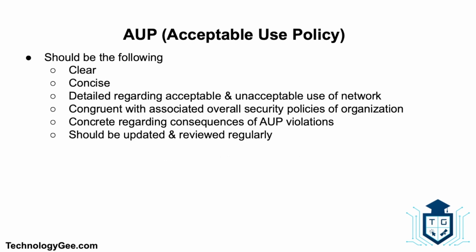An AUP should be the following. It should be clear, concise, detailed regarding acceptable and unacceptable use of the network, congruent with the associated overall security policies of the organization, concrete regarding consequences of AUP violations. Also, it should be updated and reviewed regularly.